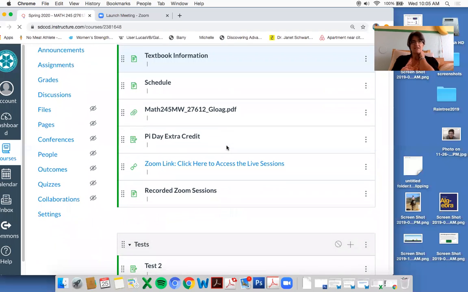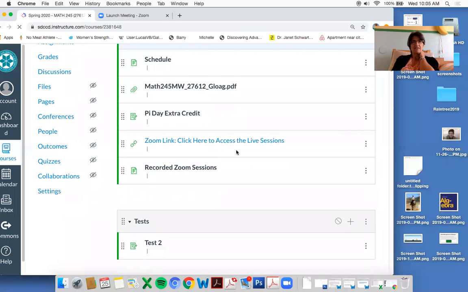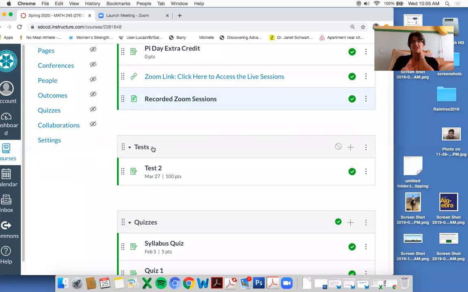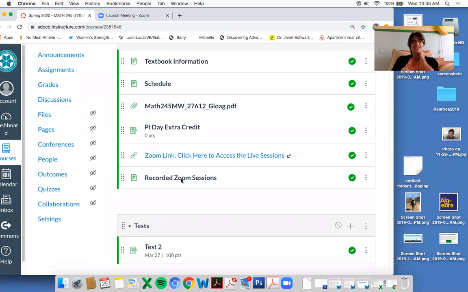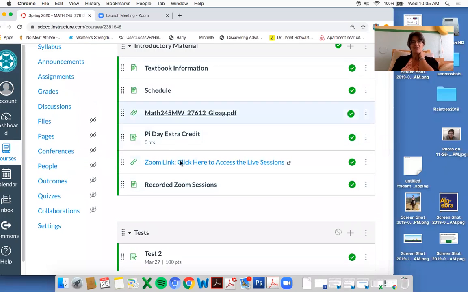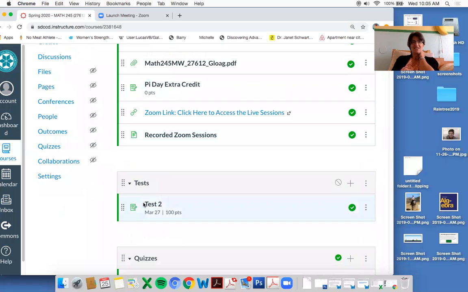It's going to be here, just under the front information. Test 2 will be right here. You're going to click, and there's going to be a file on there where you'll find the test questions, and then you're going to write it, take pictures, and then upload it.